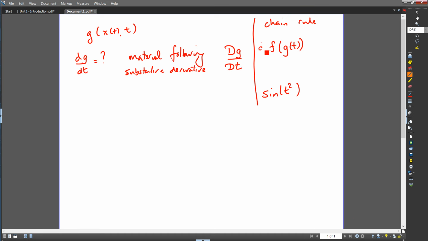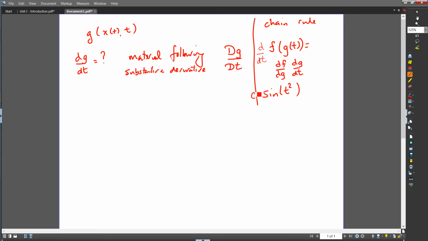And we ask the question, what happens, or how do I compute the derivative of that? Well, I hope you all remember that to compute this derivative, I have to first of all do df dg, and then I have to multiply that by dg dt.